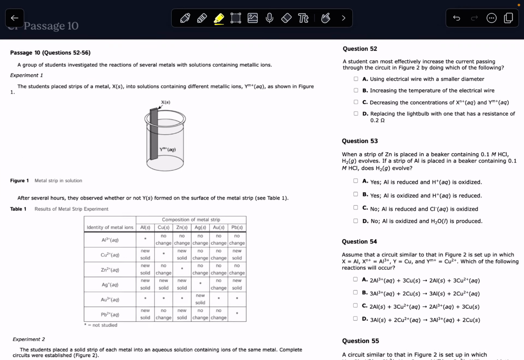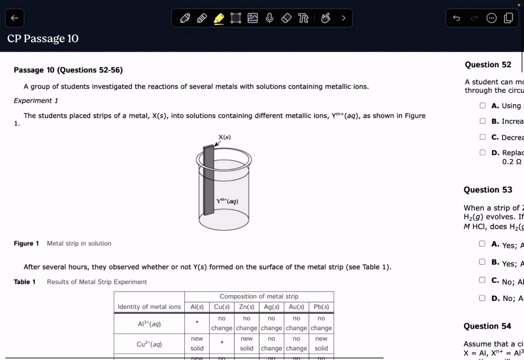All right, so let's dive into this. So we'll read the passage. A group of students investigated the reaction of several metals with solutions containing metallic ions. Experiment 1, the student placed strips of metal X(s), so this is X(s) here, into solutions containing different metallic ions. That is a Y^(m+)(aq).